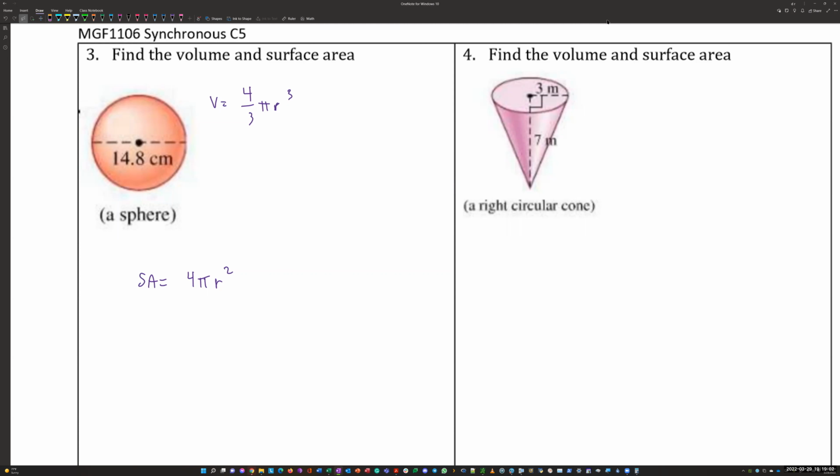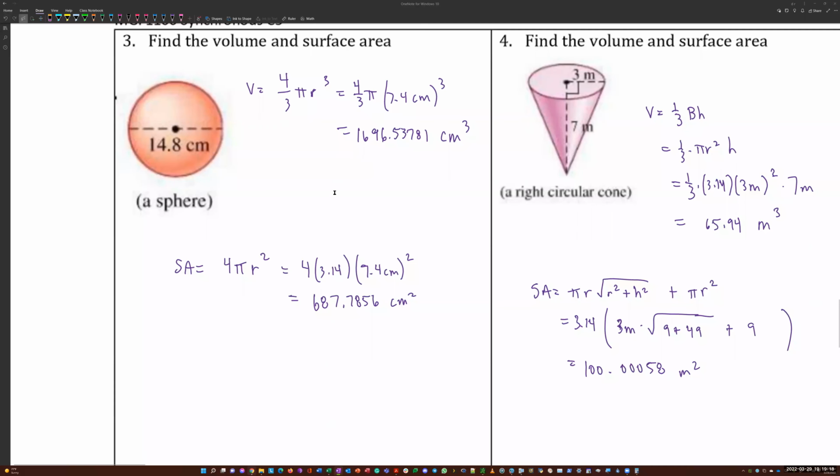Just 1 second while I finish writing out the rest of these. 0.00058 meters squared. All right. So I got this when I ended up doing it. The volume is 4/3 pi r cubed, so that's 4/3 times pi. So when I did that, 4/3 times 3.14 times 7.4 cubed. Don't forget to do the 7.4 here. I ended up getting this number. Does that make sense?